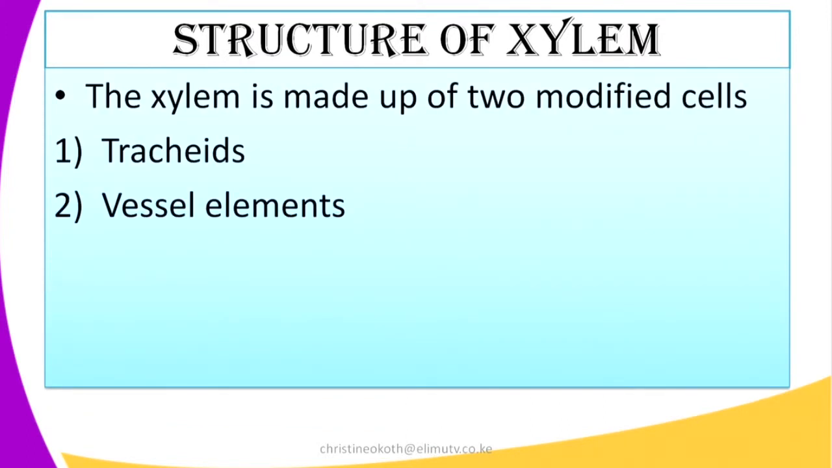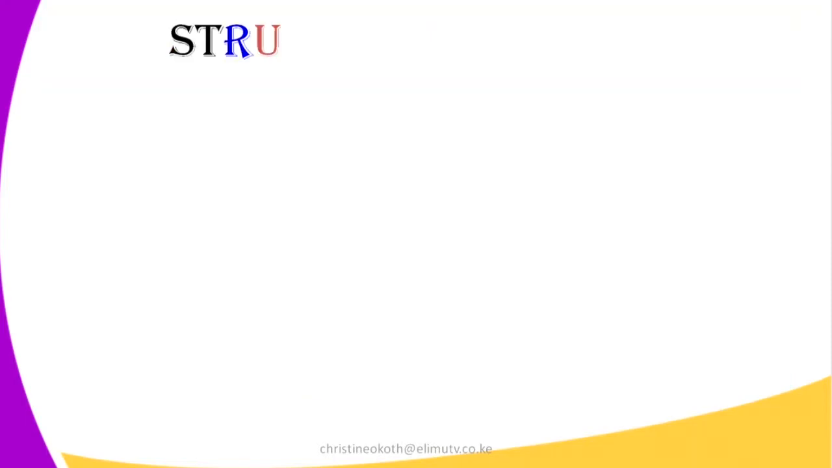Still looking at the structure of the xylem vessel, it is made up of two modified cells. So we have the tracheids and we have the vessel elements. We're going to look at each of them.